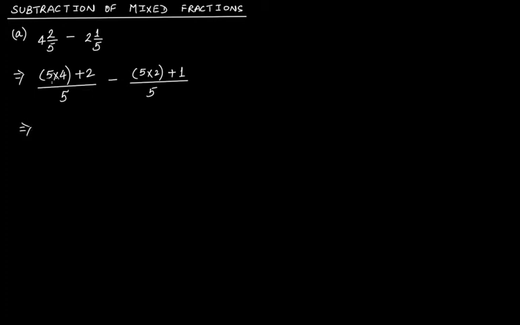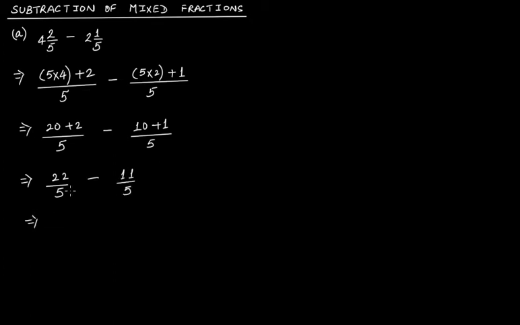This will be 5 times 4, that is 20. So 20 plus 2, denominator is 5, and this is minus. This is 5 times 2, that is 10, plus 1, and 5. Now 20 plus 2 is 22 over 5, minus 10 plus 1 is 11 over 5.